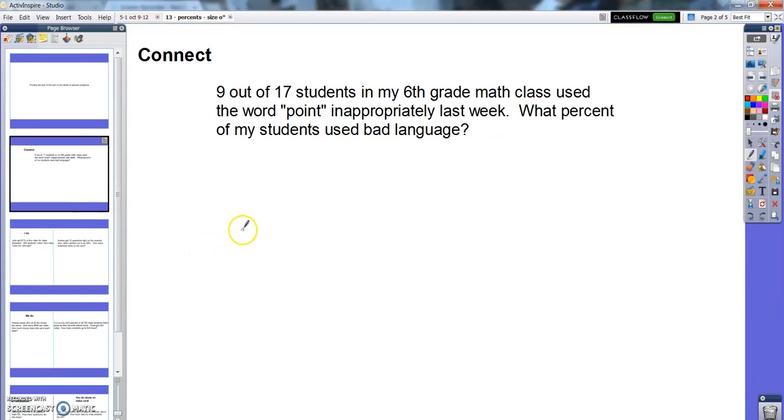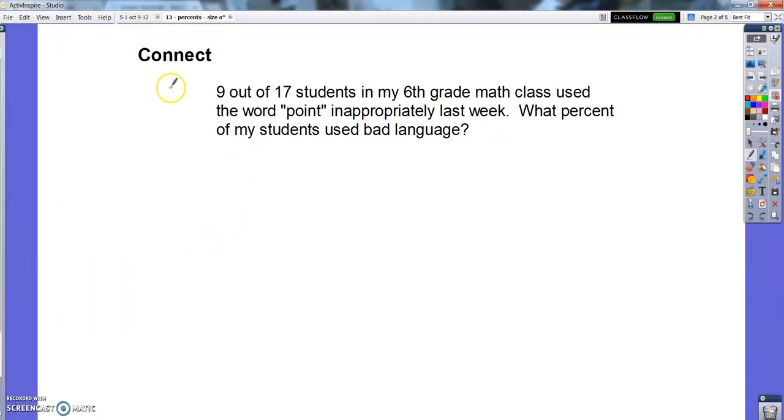Quick review about percents. So 9 out of 17 students in my 6th grade math class used the word point inappropriately last week. What percent of my students used bad language? So percents, remember, are a special ratio out of 100. So even though the word 100 is nowhere in this question, I have that number there. So I'm trying to set up two equal ratios, and I know 9 out of 17 used bad language.